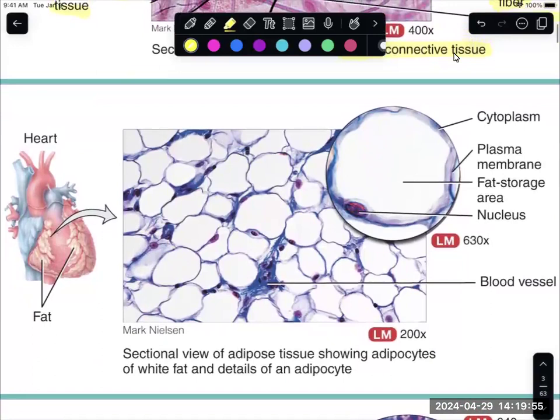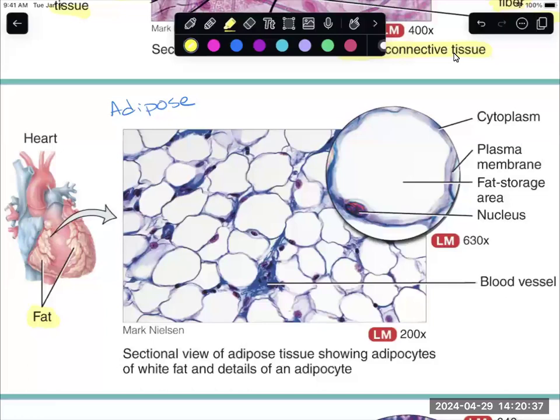The next type of tissue is called adipose tissue. Adipose is fat. These are fat cells. We need a certain amount of fat cells for protection. Think around your eyeball. There's a lot of this adipose tissue that is protecting your eyeball from the bone that makes up your skull.